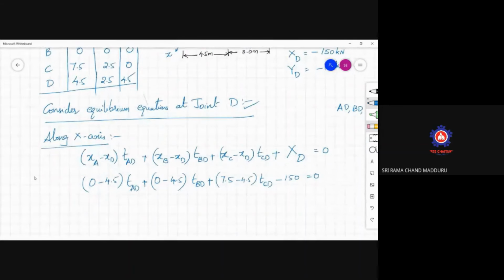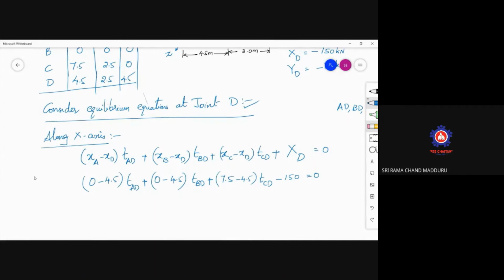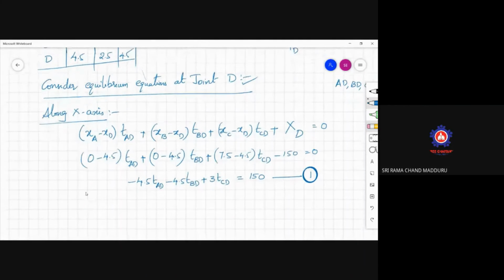Simplify this equation. This is minus 4.5 into TAD, minus 4.5 into TBD, plus 3 into TCD is equal to 150. Keep it as equation number 1.